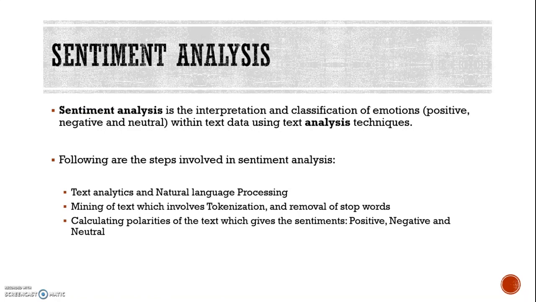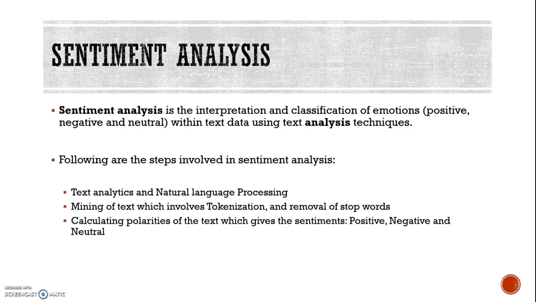The first step would be the text analytics using natural language processing. The next step would be mining of text, which involves tokenization and removal of stop words. Tokenization can be termed as splitting of a big article into various sentences so that the polarities of each sentence can be calculated and the average of all the polarities can be used to determine the ultimate sentiment of the article. The next is the removal of stop words.